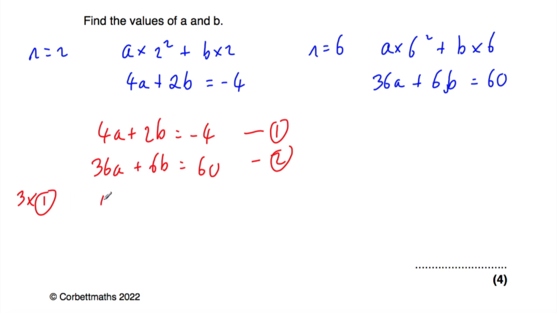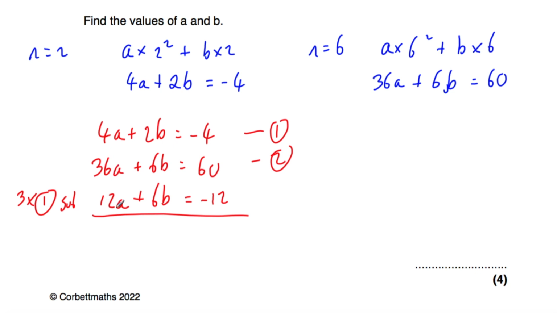4a times 3 is 12a. We had 2b, we times it by 3 to get 6b, so it's going to be plus 6b. And then finally, we had minus 4, we're timesing it by 3, so it'll be minus 12. So we've now got two equations, both with 6b. So we've got our equation 2, which is 3a plus 6b is equal to 60. And we've got 3 times equation 1, which is 12a plus 6b is equal to minus 12. And they've both got 6b, so if we subtract them, the b's will cancel.